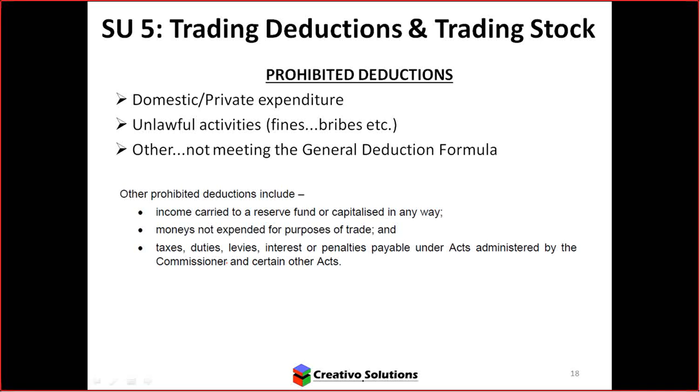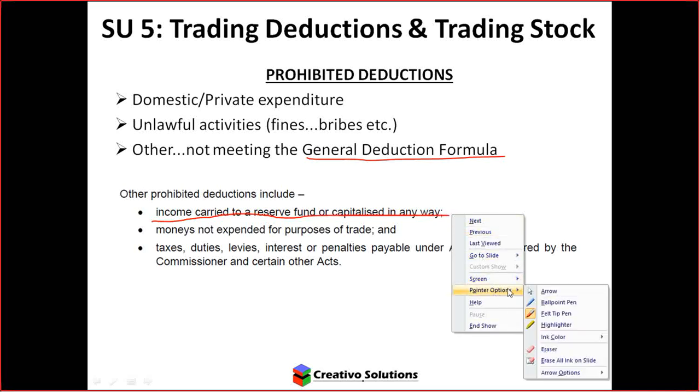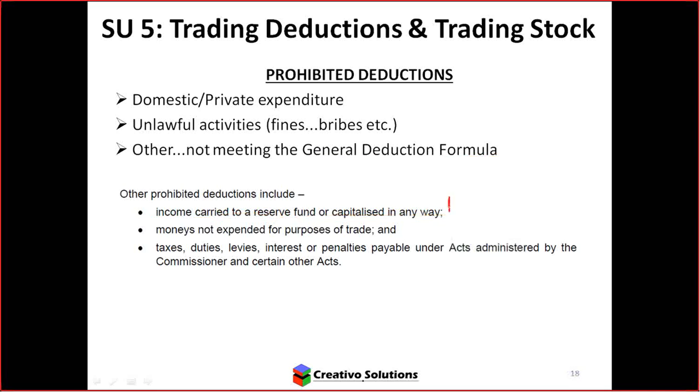Right, something else to consider here: unlawful activities, fines and bribes, and anything that does not meet the general deduction formula. Okay, so prohibited deductions are very, very specific. Other prohibited deductions include income carried to a reserve fund. If I take income and post it through to retained income, if I keep it for future periods, can I claim that as a possible deduction? No, sir. No, you can't.